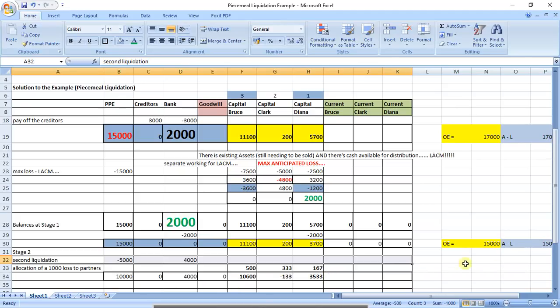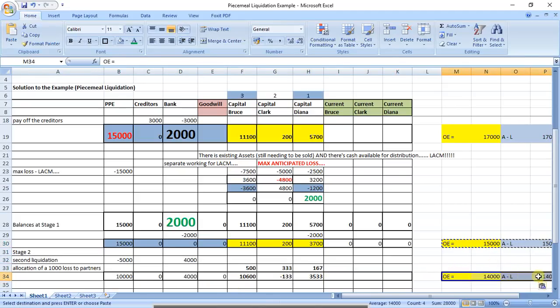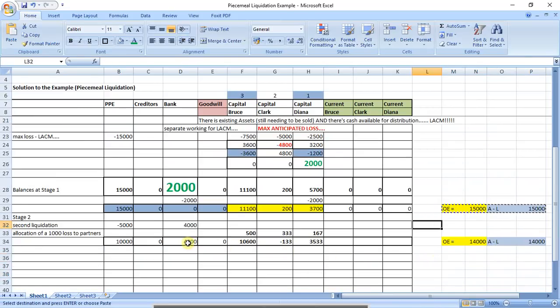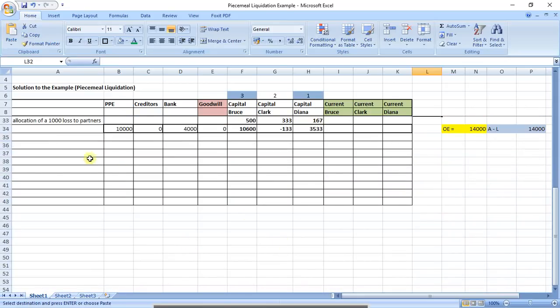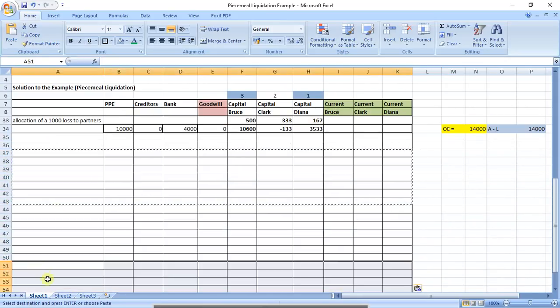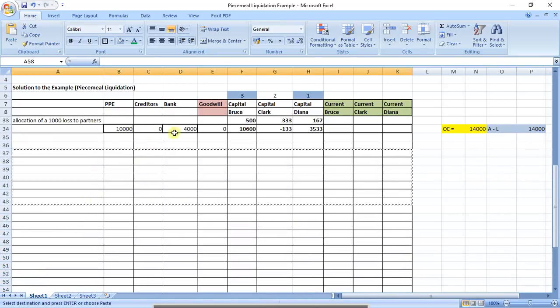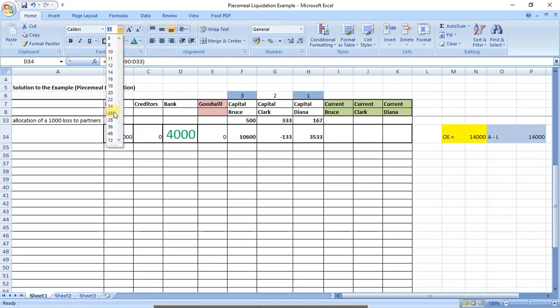Again, if I had to add up the owner's equity and the assets and liabilities, you'll see here on the right that I've still got 14,000 equal to 14,000. So everything balances all fine. Do I have cash available? Yes, I do. If I have cash available, remember partners are going to be fighting over this cash that's still going to be there in the business that needs to be allocated to each of the partners.